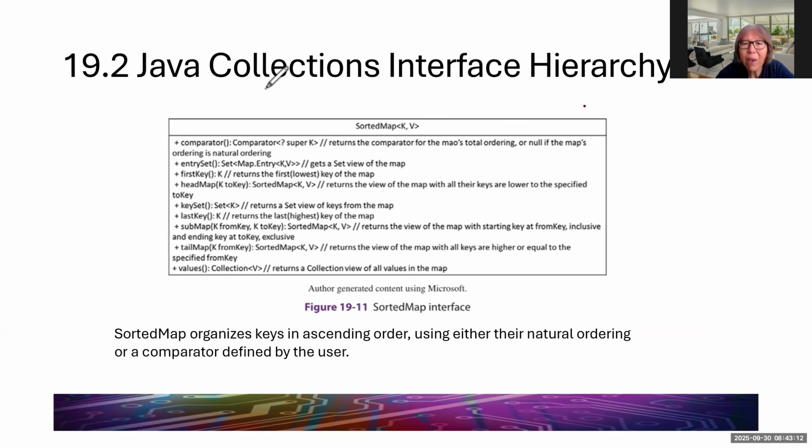From Map, we have the SortedMap. Sorted is all based on the name. It organizes the keys in ascending order. Same thing, it supports both natural ordering and comparator ordering. The listed operations include comparator, headMap, keySet, subMap, tailMap, and values. We will see these in our examples.